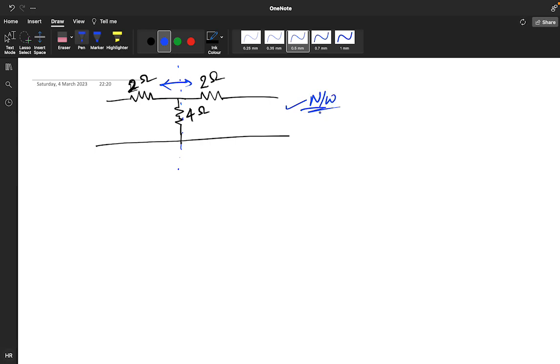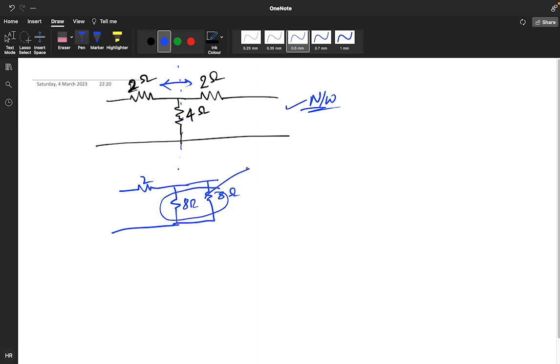Now what you have to do? You have to divide this network into two parts. So how can you do it? This 2 ohm is there. You can make the 4 ohm as an 8 ohm in parallel with another 8 ohm. These two 8s will give you the result of 4 ohm only. So now bisect. This is the representation. We make this 4 ohm as an 8 ohm.